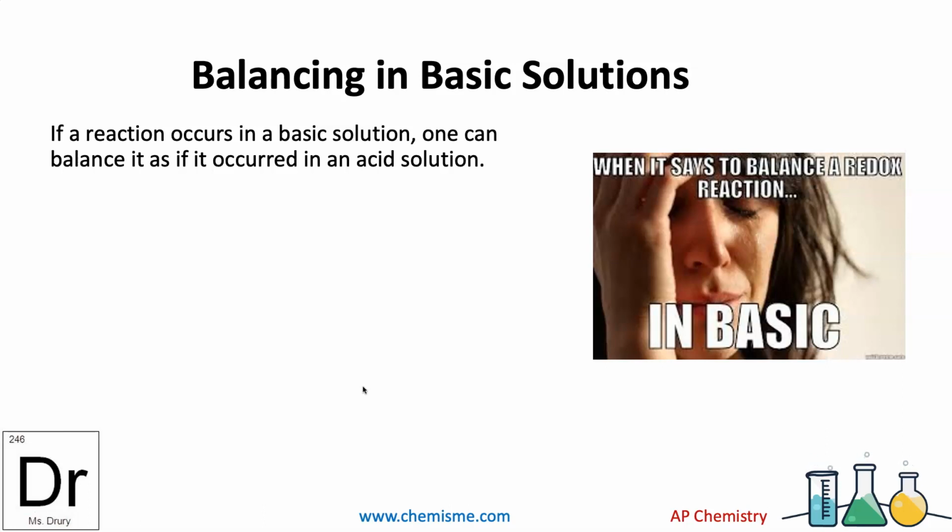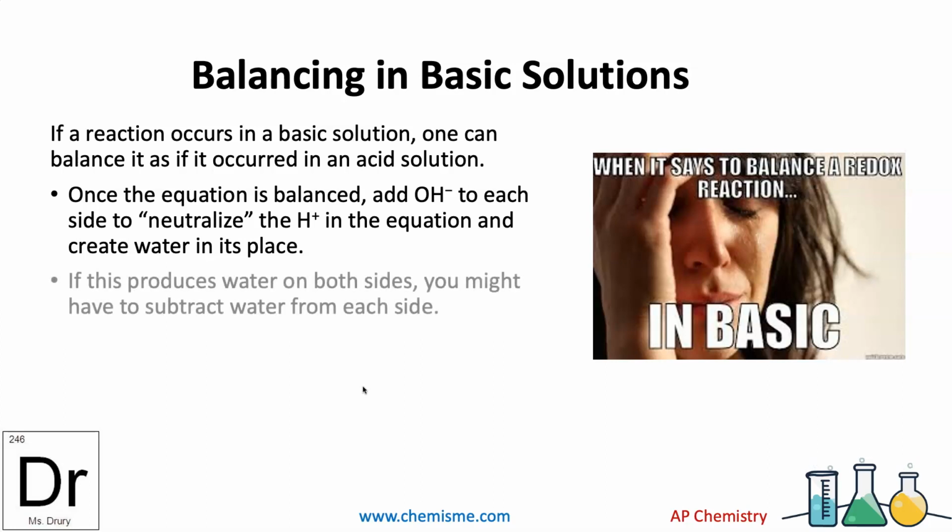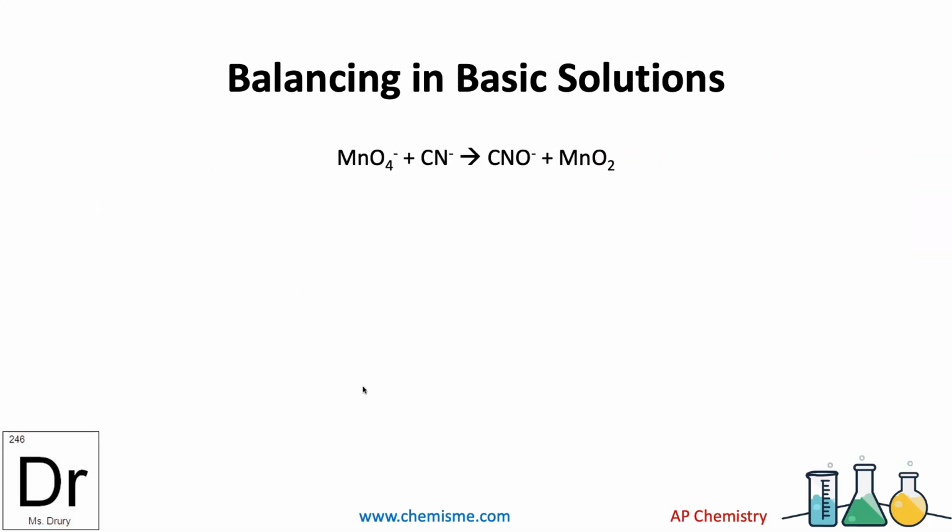So if a reaction occurs in a basic solution, you're going to balance as if it occurred in an acidic solution. And once the equation is balanced for mass, you'll add hydroxides to each side to neutralize the hydrogen ions. Because we said it's basic, there has to be OH ions, not hydrogen ions. And notice it says to each side to neutralize the H and create water in its place. So I'm going to show you exactly what that looks like. If it produces water on both sides, you might have to do a little bit more canceling on both sides to make sure you only have water on one side.